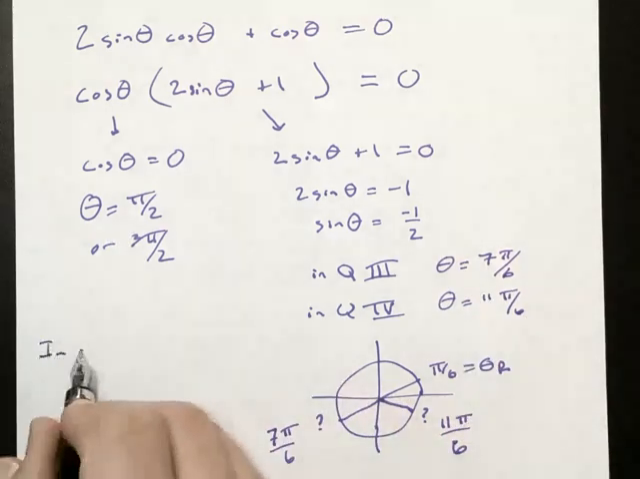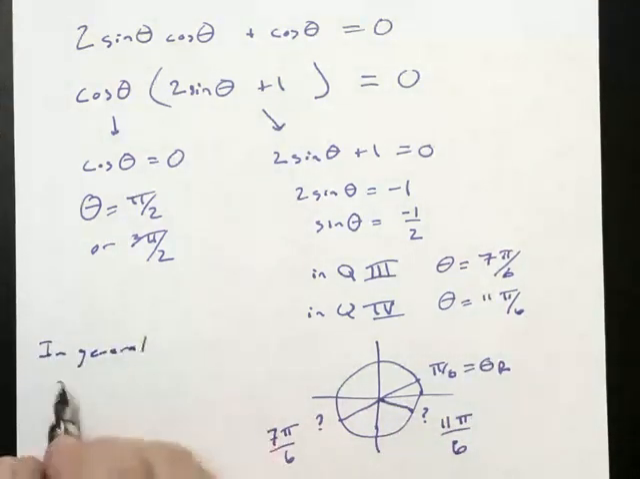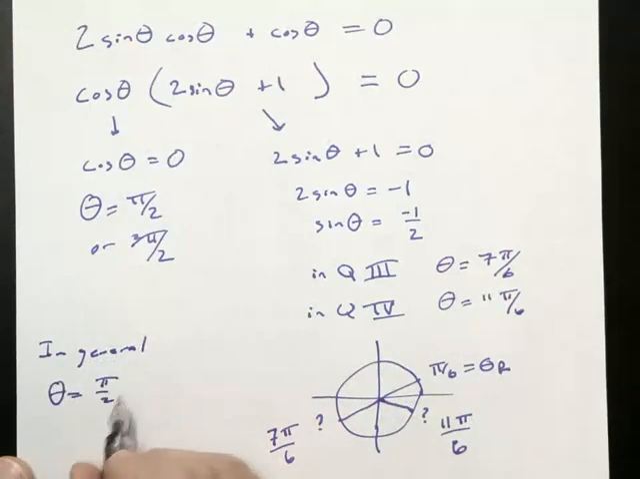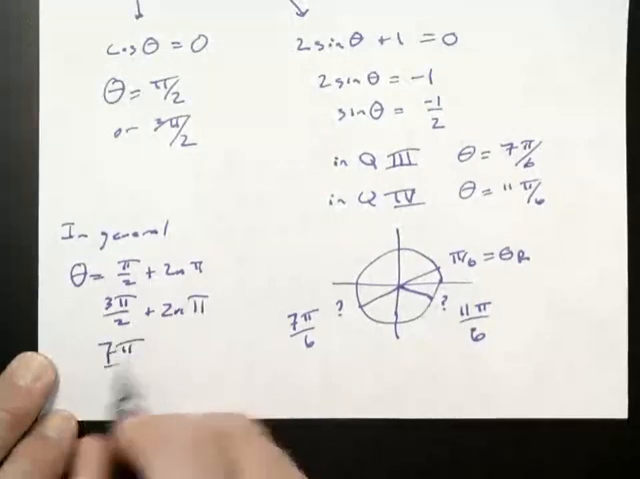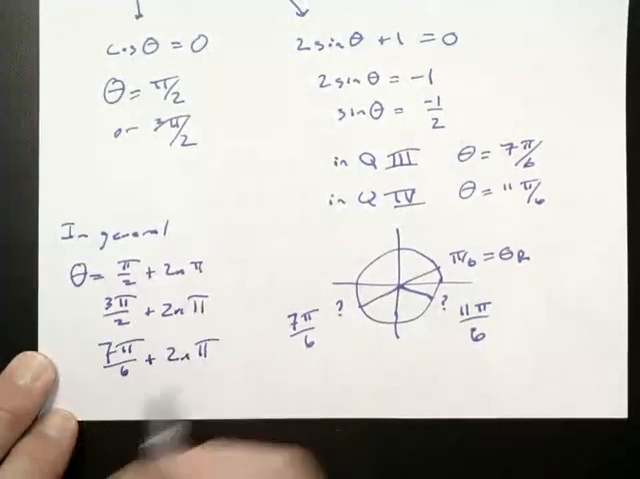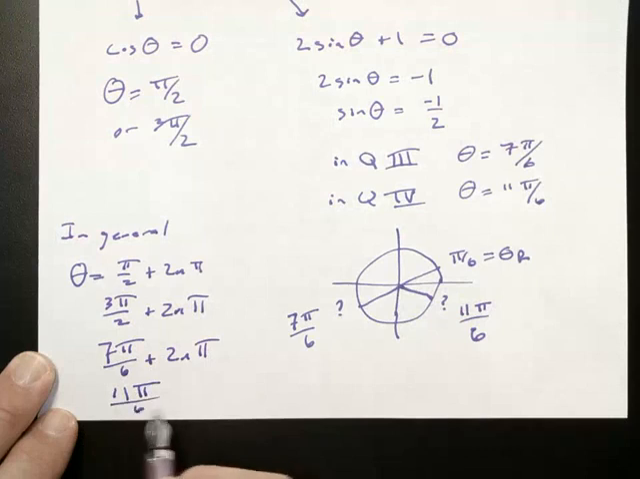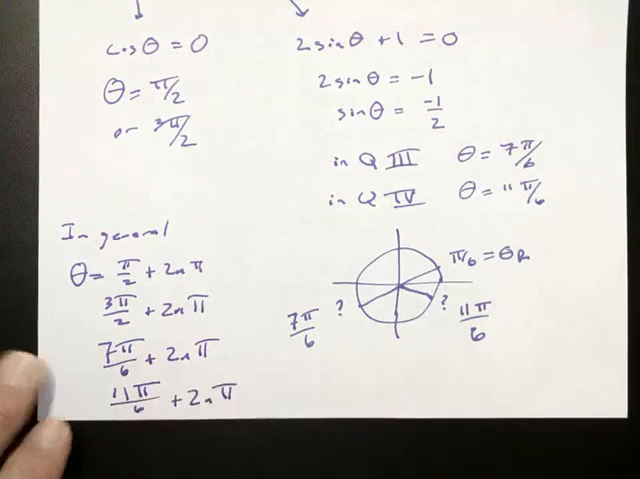But that means in general, pi over 2 plus 2n pi, 3 pi over 2 plus 2n pi, 7 pi over 6 plus 2n pi, and 11 pi over 6 plus 2n pi.